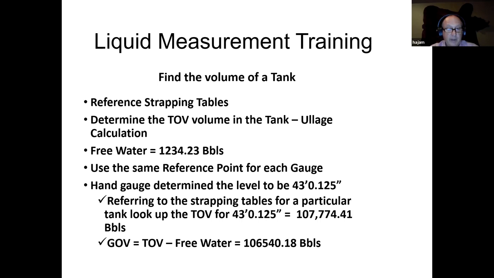That's the total observed volume, so that's all the liquid, the crude oil and the water. Now I'll go back in there and determine my water volume, which we determined to be 1,234.23 barrels. We subtract that free water from our TOV, and we get our gross observed volume of 106,540.18 barrels. So now we have our GOV.